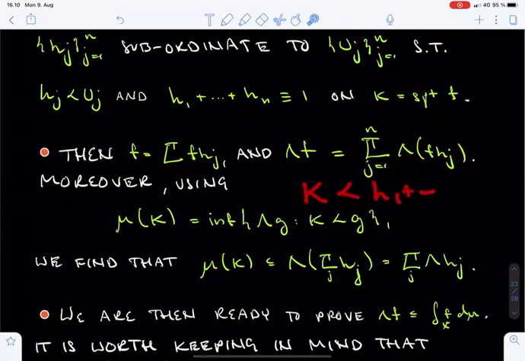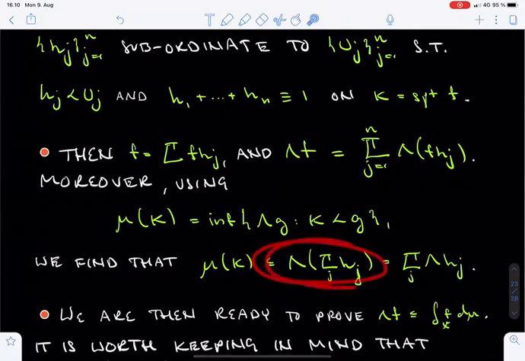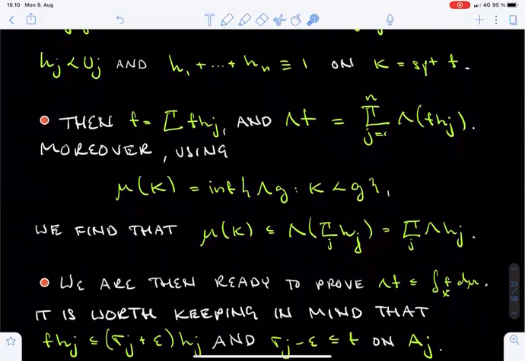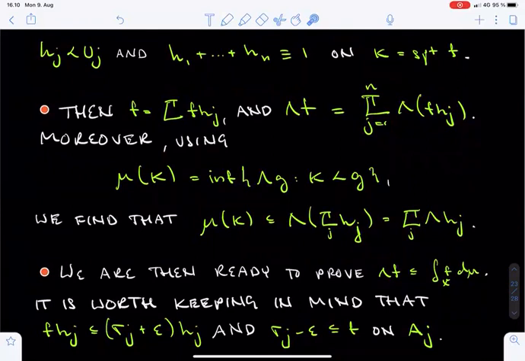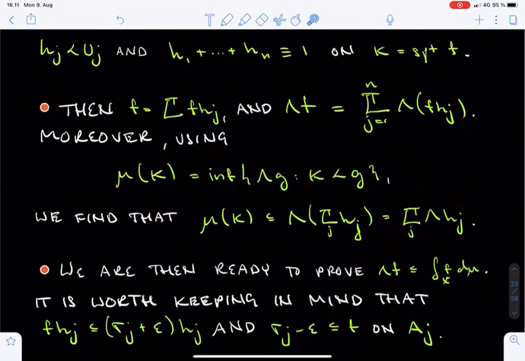Now the sum of the functions h_j dominates the set K. So this formula implies that the mu measure of K is bounded from above by lambda of the sum of the functions h_j. By the linearity of lambda, this is the same as the sum of the values lambda of h_j.